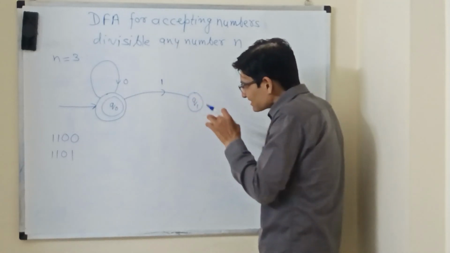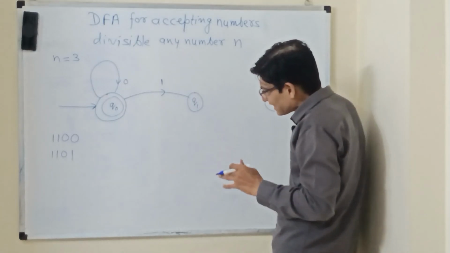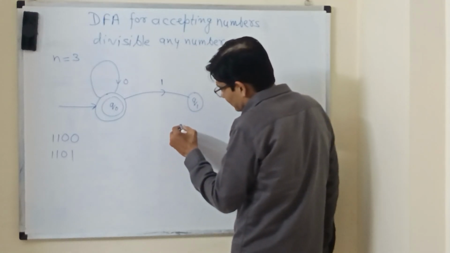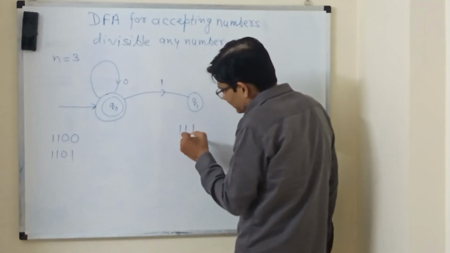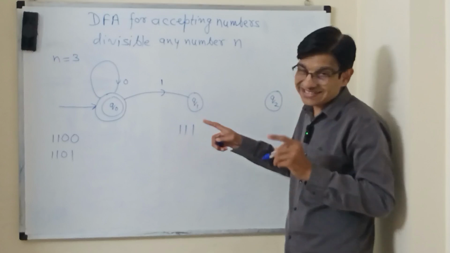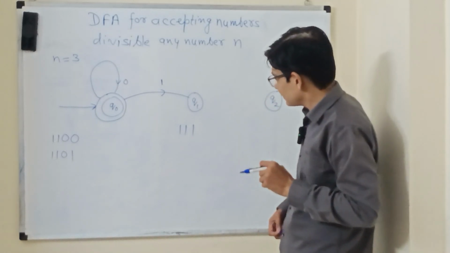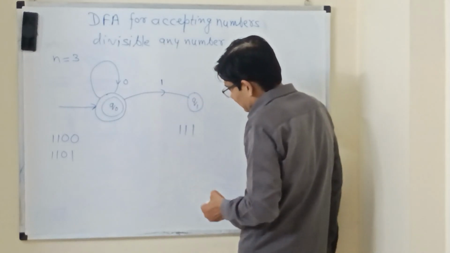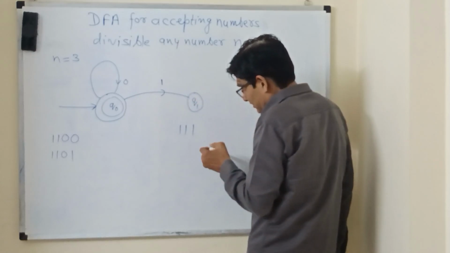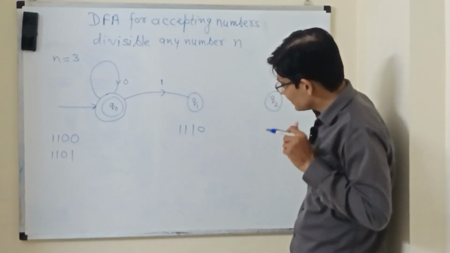Now, as this is the remainder 1 representing state, we will take one number that gives remainder 1 after dividing by 3. The decimal equivalent of this number is 7, and 7 gives remainder 1 when we divide it by 3. So we are taking this. Now to see the 0 transition from this state, we will apply 0 here.